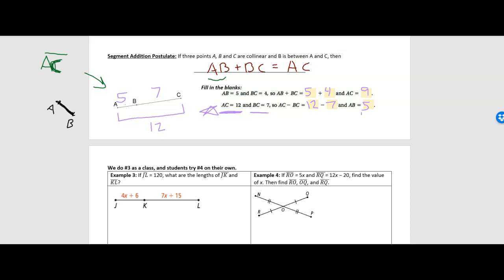Okay, you may need to rewind that and listen to that again if you are still a little confused as to what this postulate is saying, but we are going to come back next video and use this idea to solve some more complicated problems. We'll include some variables as well as some numbers.